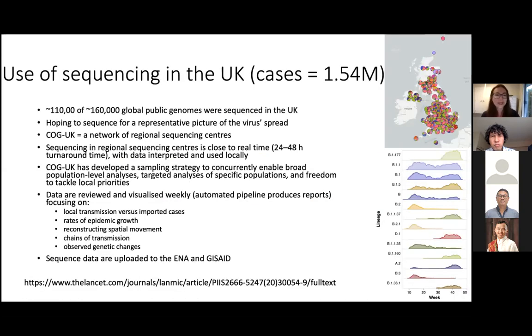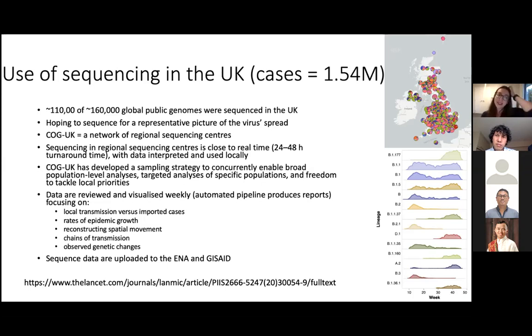Okay, so moving on to the UK, now we're looking at a country that has about 1.5 million COVID cases. And while the UK is very well resourced, it's got great sequencing facilities. Initially, I think we had wanted to sequence every case, but as time went on, we realized that that was not going to happen. So the goal sort of shifted toward sequencing enough samples from enough people to get a representative picture of what's been going on in the UK.